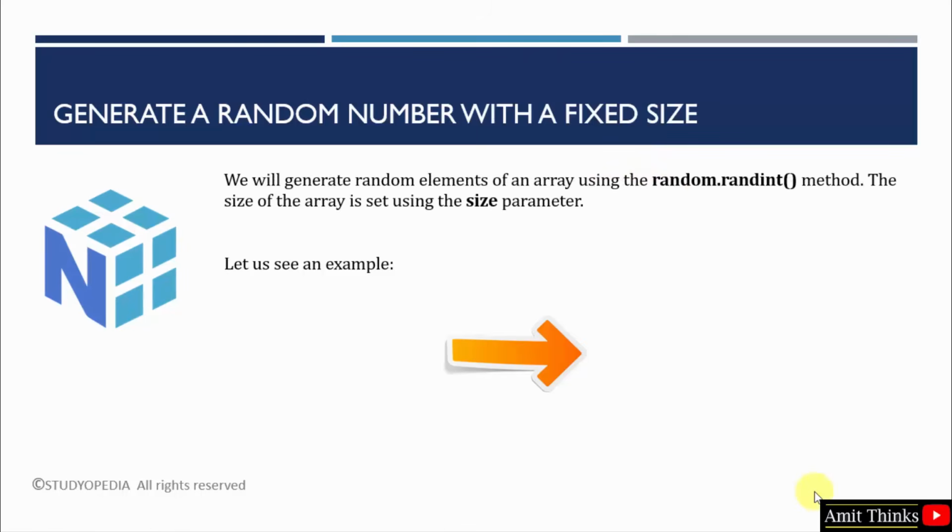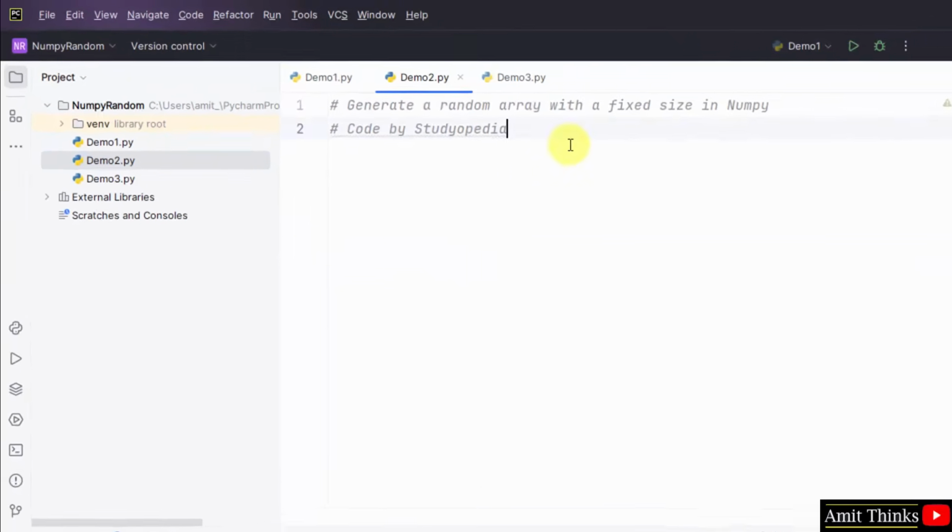Now let us see how we can generate random numbers with a fixed size. So we will generate random elements of an array using the random.randint method, that is the randint method of the random module. Since we're talking about an array, how will the fixed size be set? It will be set using the size parameter. So let us see the example.